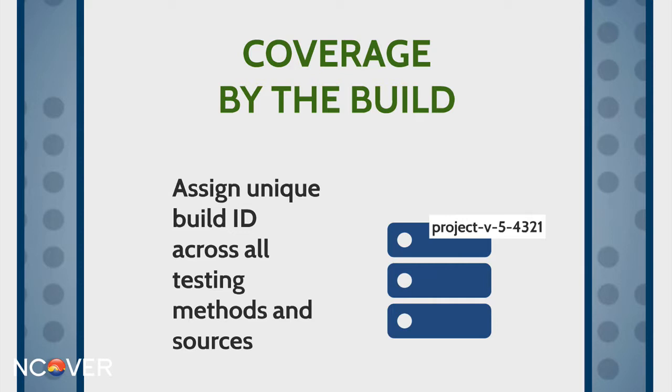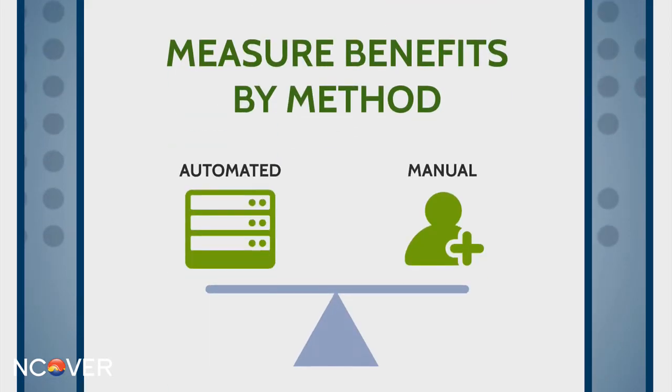Second in this category is measuring benefits by testing method. Although code coverage can and should collect coverage from all tests, from time to time it's worthwhile to examine results by testing method. For example, if you're covering the same code with manual tests and with automated tests, and you're seeing 50% coverage from your manual tests and 50% with your automated tests, then that may not be an aggregate of 100%. It could be that you're combined at 55%.